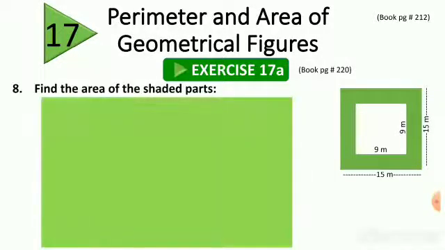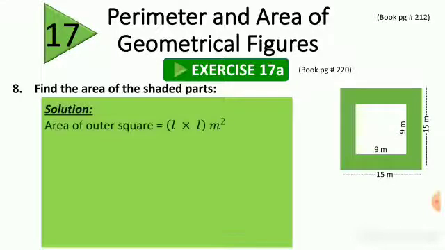Next is find the area of the shaded part. So here it's given the outer square and inner square. The length and breadth of the outer square is 15 meter and the length and breadth of the inner square is 9 meter. So area of outer square is equal to length multiplied by length, you can say, because a square has the same values. It can be length and length, or you can say length and breadth. You can also write length multiplied by breadth. And I have written meter square here. Meter is the unit. Now put the values 15 and 15, multiply them, we have got 225 meter square.